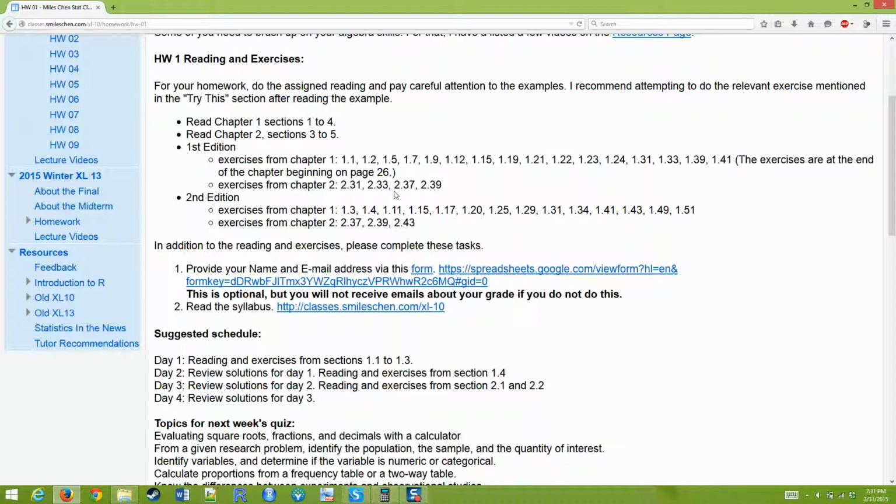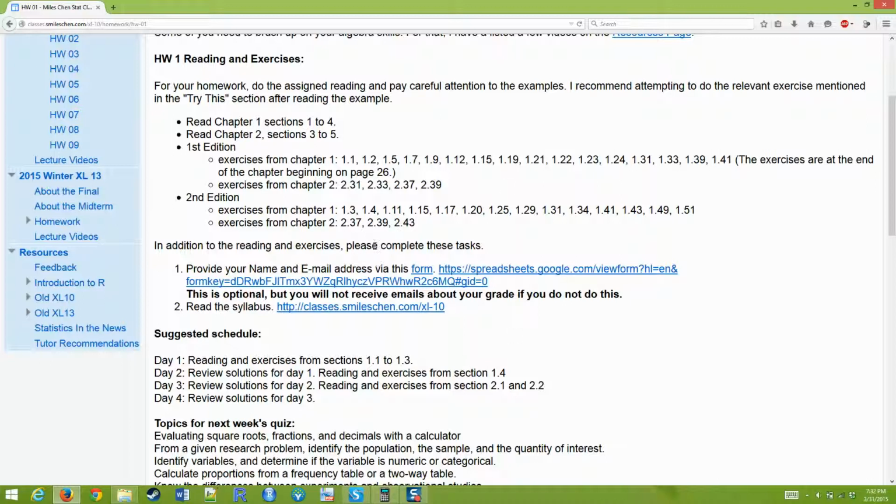Question about the final, is it cumulative? The final is cumulative, but we'll have a heavy focus on the stuff after the midterm. And those of you in the back, I do recommend sitting a little bit closer to the front. There seems to be a correlation between grades and seating position.